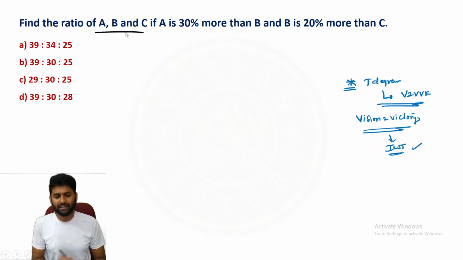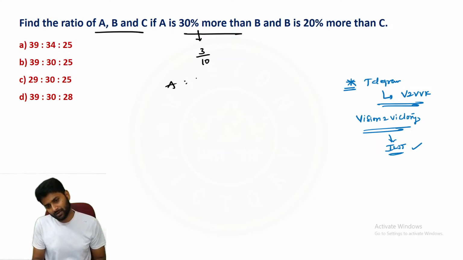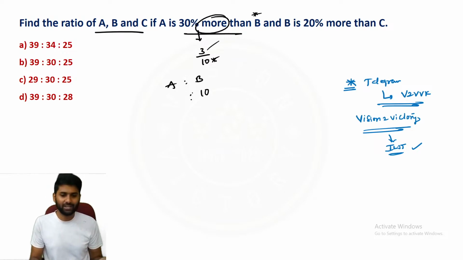Now see here, find the ABC ratio. A is 30% more than B, guys. 30% means 3 by 10. Now guys, the denominator value is always the last term. If B is equal to 10 units, A says that it is 3 units more. 3 units more means A's value is 30.